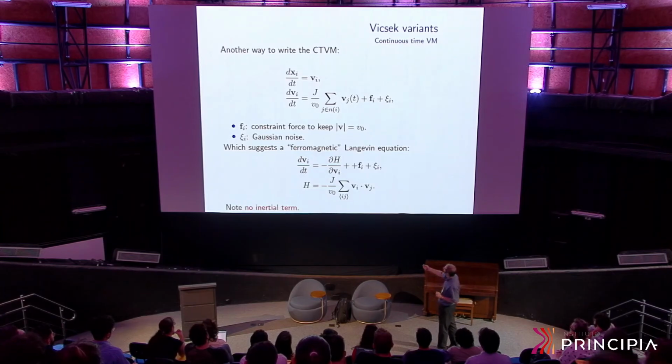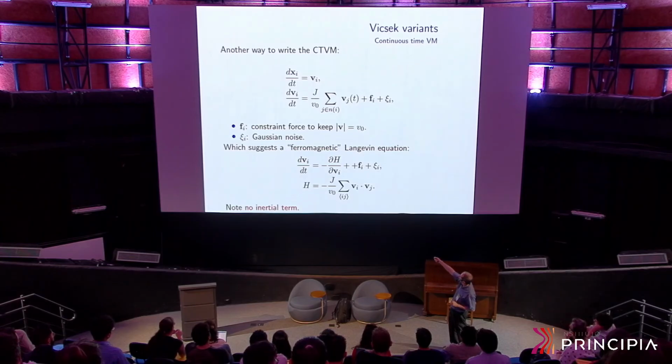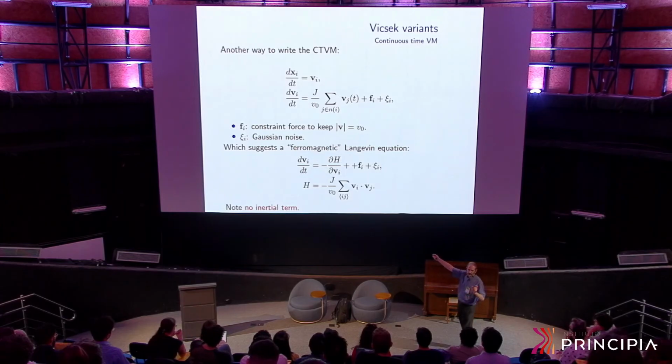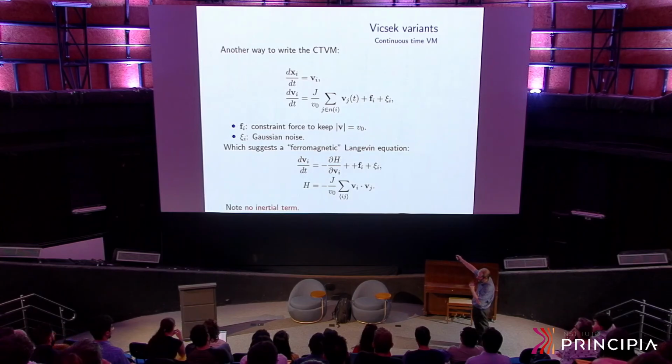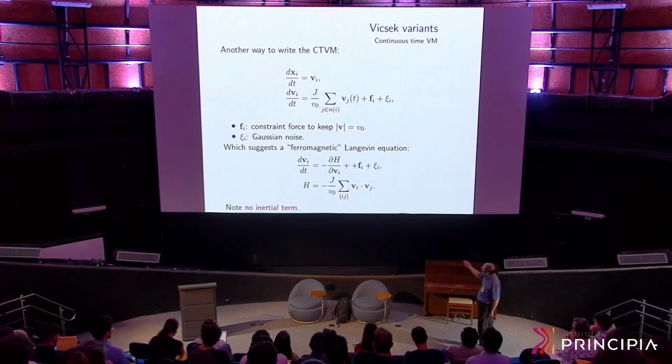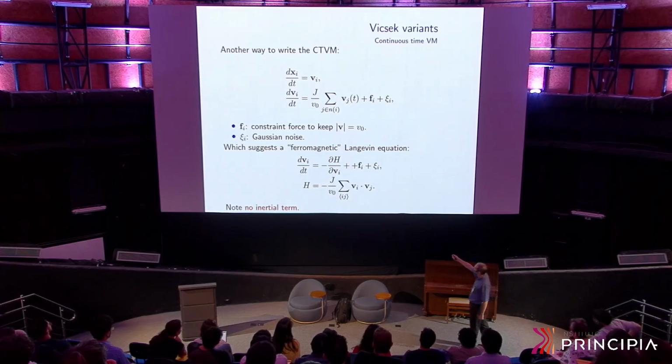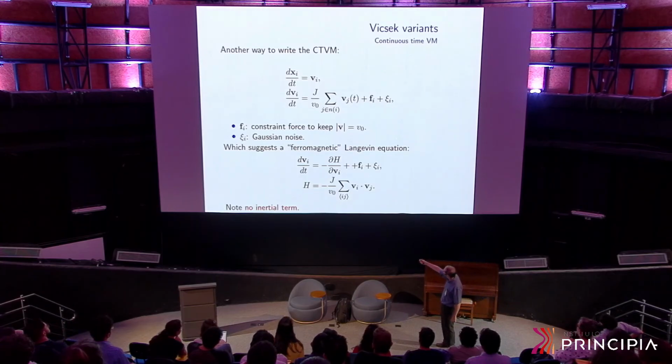So you can think of this term as an interaction term, and then technically, if you write it this way, you have to add this kind of Lagrange multiplier force that will keep the speed fixed, okay? And you add a noise. I wanted to write it this way because if you've seen the Langevin equation before, this is quite in the shape of a Langevin equation, right?